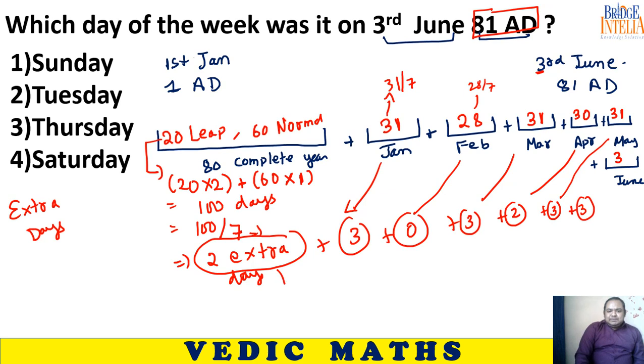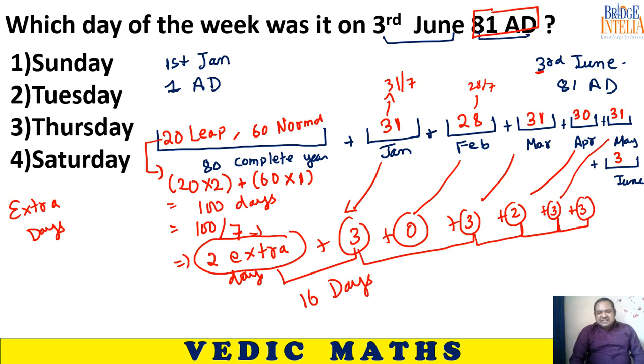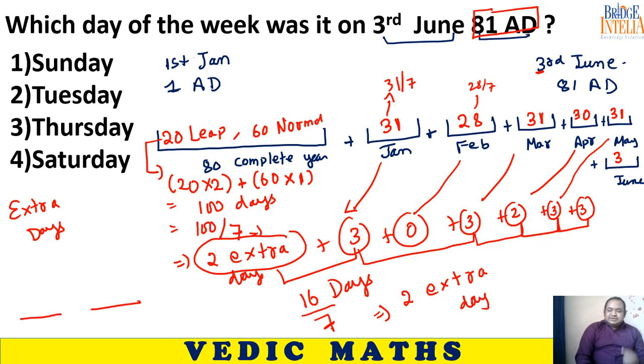Now let's count. 2 plus 3 is 5. 5 plus 3 is 8. 8 plus 2 is 10. 10 plus 3 is 13. 13 plus 3 is 16. 16 days. But we have to focus only on extra days, so 16 can also be divided by 7. If you divide 16 by 7, 2 is the remainder. So 2 extra days. Our job is only to find extra days. So final answer: 2 extra days. Our modern calendar began on Monday, so first day is Monday, second day is Tuesday. So our answer is Tuesday.